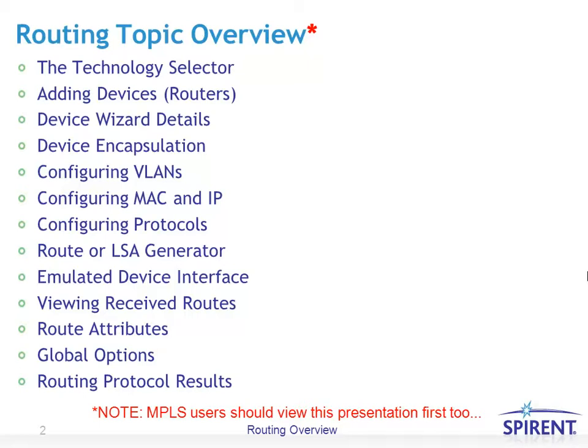This routing overview topic should also be viewed by MPLS users too, because it covers the basic setup parameters for all emulated devices. In this topic, we will cover things such as a technology selector, configuring devices and device parameters, the different wizards that are available for setting up routes and LSAs, how to manipulate the interfaces of the devices, how to view routes received by the devices, configure route attributes, global options, and other routing protocol results.